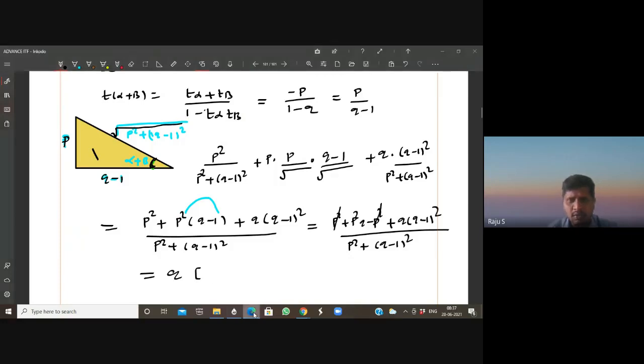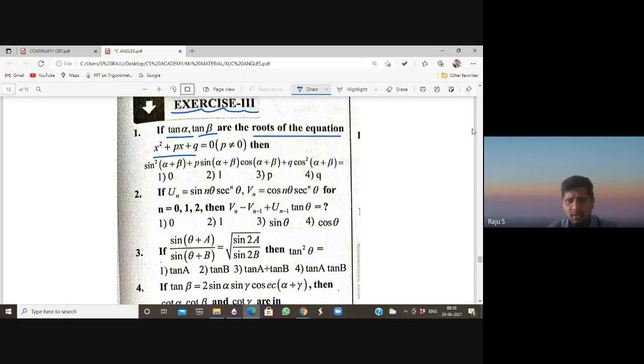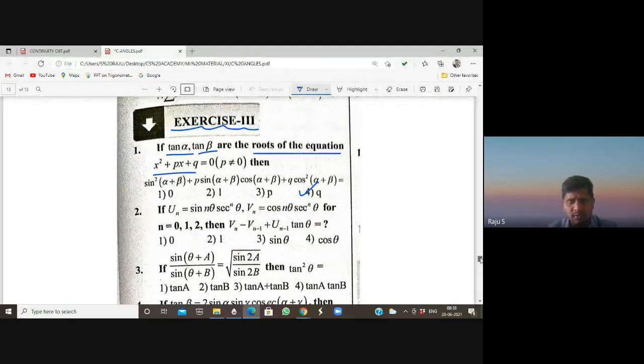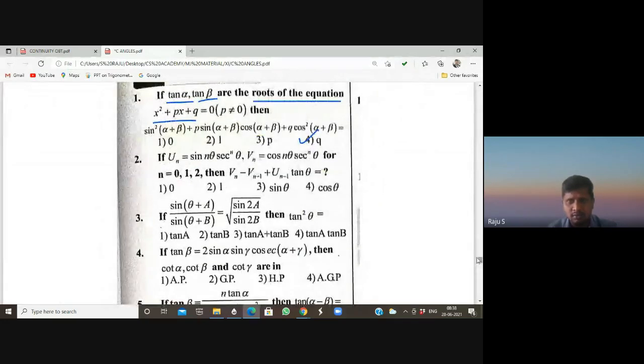What are the options they gave? So if I take q common, am I right, student? When I take q common, the numerator and denominator, shall I cancel these two? What is the answer then finally? Q. Is it the right answer? Q is the fourth option, but let us verify. After getting the answer, every time you should verify whether your answer is correct or not.